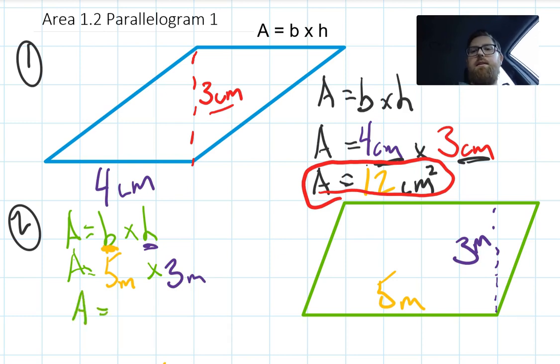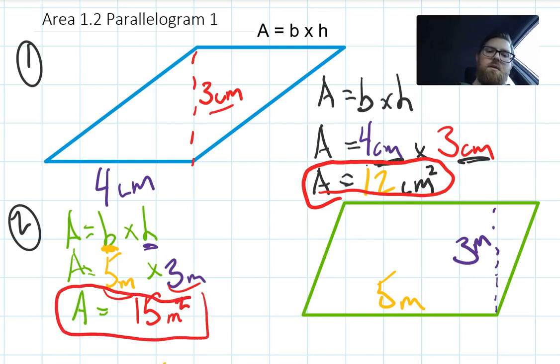And now I'm going to go ahead and multiply this. So I have 5 times 3, which gives me 15. And then you write the units and the little squared sign. And there we have it. So my answer for the area for this green parallelogram is area equals 15 meters squared.